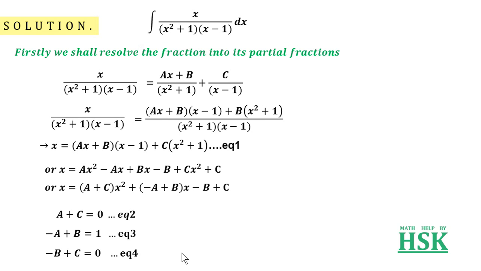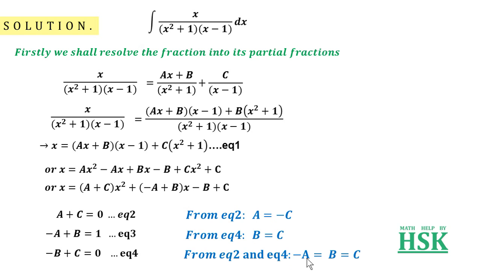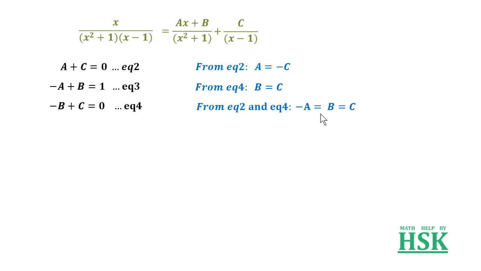Okay, so from equation number 2 I can write a is equal to minus c. From equation number 4 I can write b is equal to c. And from both these equations I can write minus a is equal to b is equal to c. I mark this equation as equation number 5.